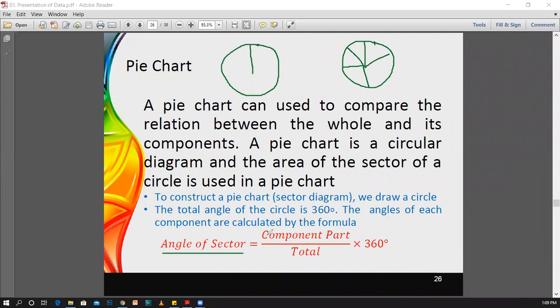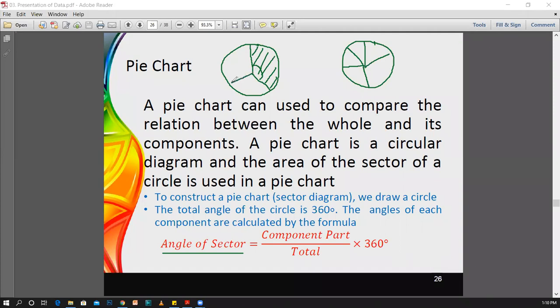Now we have to calculate the angle of a sector. We take the component part, which is the number of observations in the considered level divided by the total number, and multiply it by 360 degrees. Once you mark the initiating line, you can measure the angle, and for that angle you can draw the next line. This can be named sector 1, or the level of the category you are using. Then the next sector can start from here.